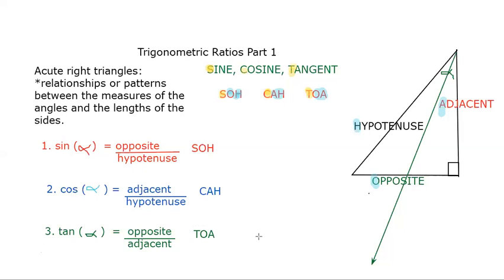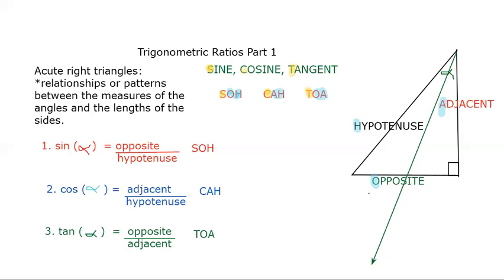So sine is opposite over hypotenuse. Cosine is adjacent over hypotenuse. Tangent is opposite over adjacent. So let's put some of these into action.